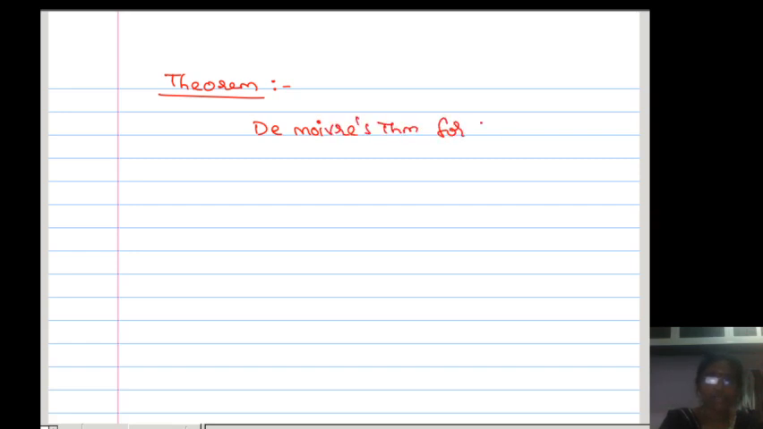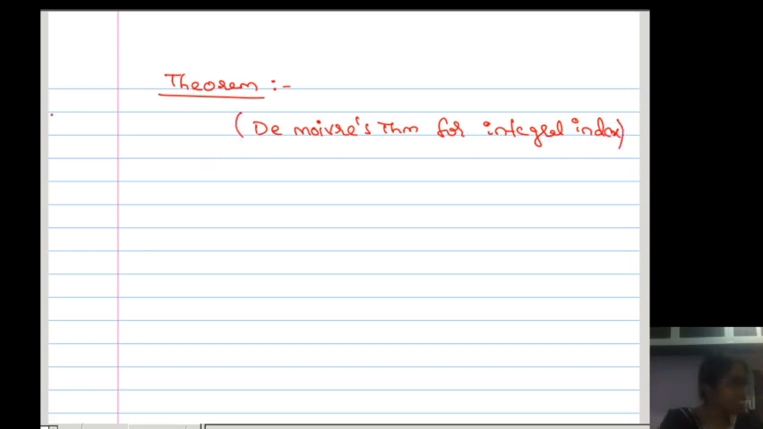Okay, so what is our first theorem? Write down the statement of the theorem here. Statement, write down everybody. What is the statement of this theorem? De Moivre's theorem for integral index. Heading: De Moivre's theorem for integral index.